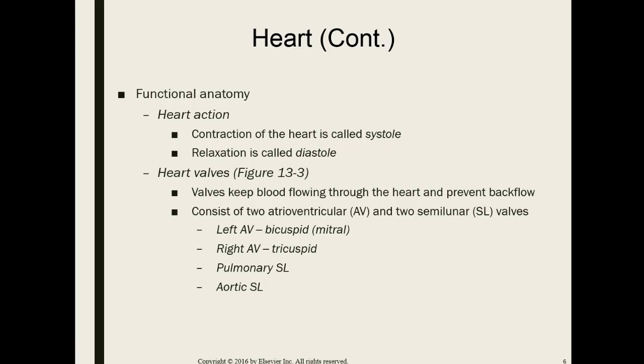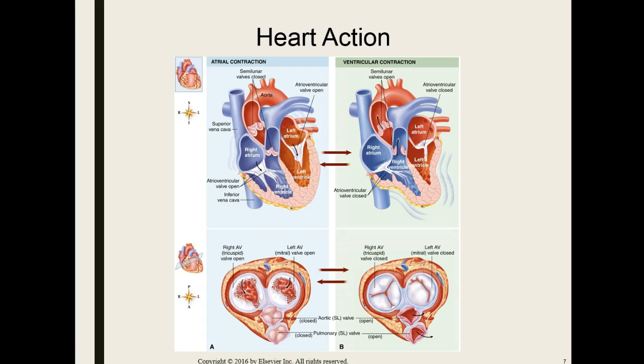The pulmonary semilunar valve is going to go into the pulmonary artery, and then the aortic semilunar valve is going to separate out the aorta. So here you can see the two semilunar valves. So the aortic semilunar is going to sit in the aorta, the pulmonary is in the pulmonary, and then we have our atrioventricular valves here.